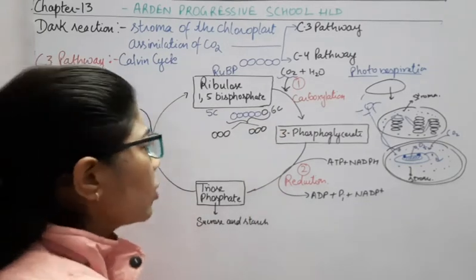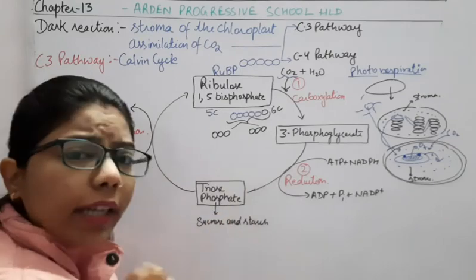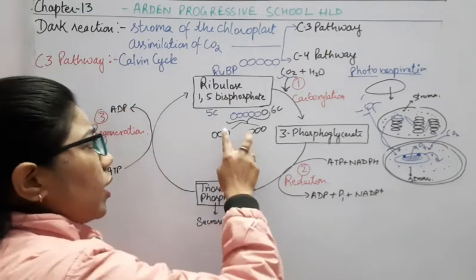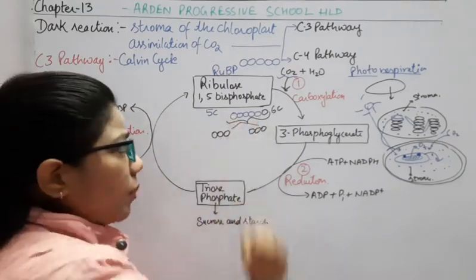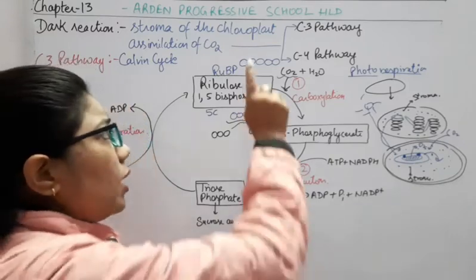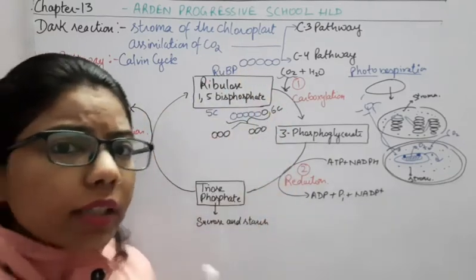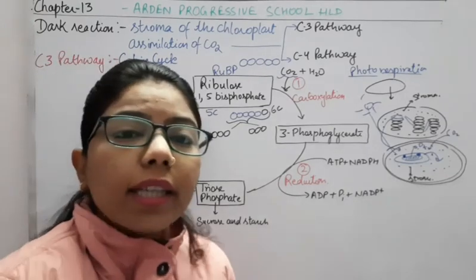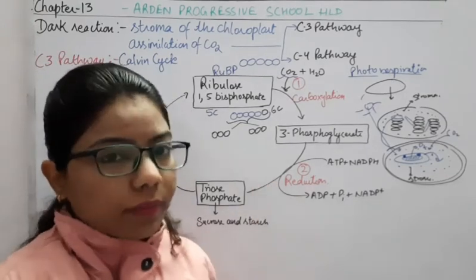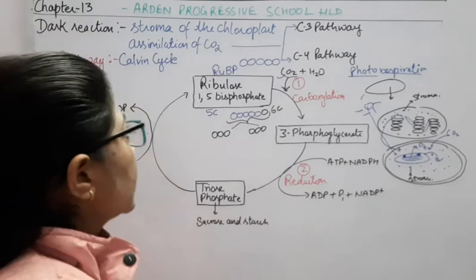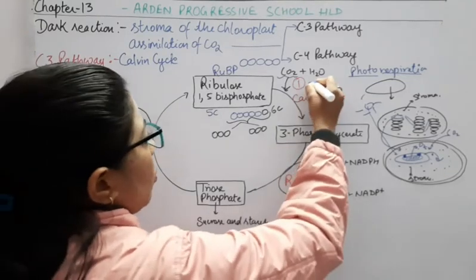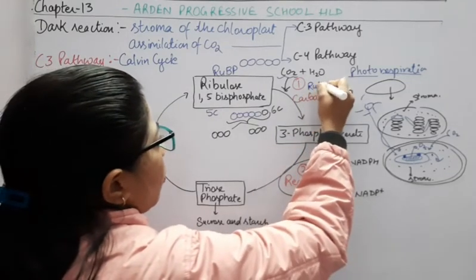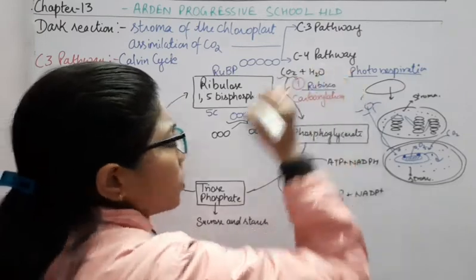Right? So what is going to happen? We are going to get 2 molecules of what? This 6 carbon compound, which is formed by the addition of RuBP and CO2. Along with this, one more thing, the enzyme which is going to be involved here. What is that enzyme? The enzyme name is Rubisco. Okay? Rubisco. What do you understand by Rubisco?